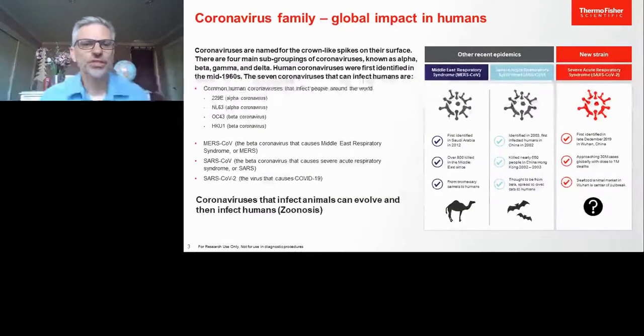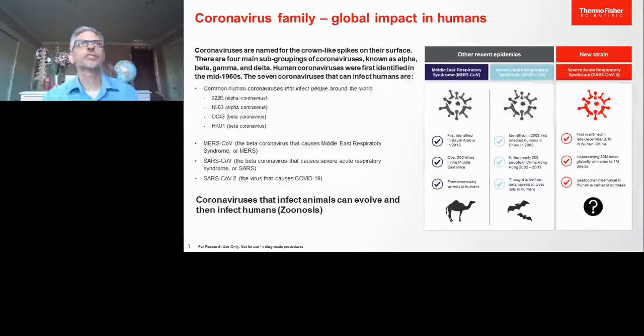So first, a brief introduction to coronaviruses and the impact that they have had on human health. I think, as everybody knows at this point in time, the coronaviruses are named for the crown-like spikes on their surface. And there are 4 main subgroups or genera of coronaviruses. These are alpha, beta, gamma, and delta.